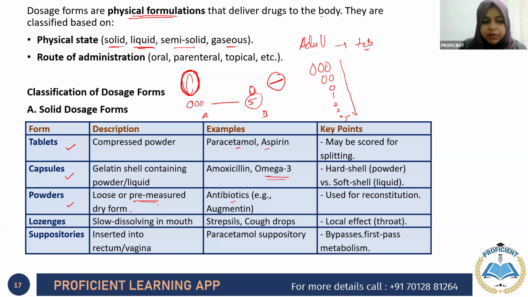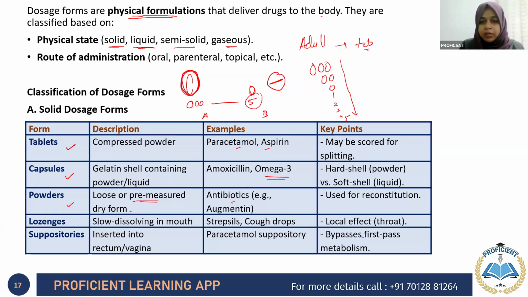Strepsils and all are the examples of what? Lozenges. Hard it is, right? Mainly contains sugar, so it gives you a sweet taste also. And if it is being used for throat infections, it might contain some antimicrobial agents and antibiotics. So that will treat the throat infection.